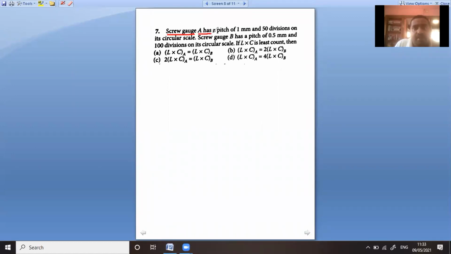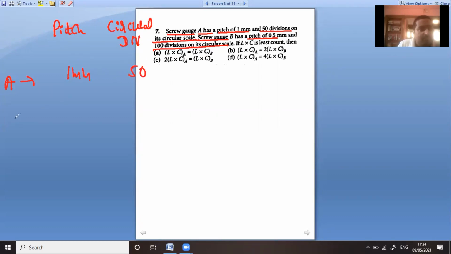Screw gauge A has pitch 1 mm and 50 divisions on its circular scale. Screw gauge B has pitch 0.5 mm and 100 divisions on the circular scale. So this is the pitch and this is the circular scale divisions. For screw gauge A, the pitch is 1 mm and the number of divisions is 50. For screw gauge B, the pitch is 0.5 mm and the number of divisions is 100.